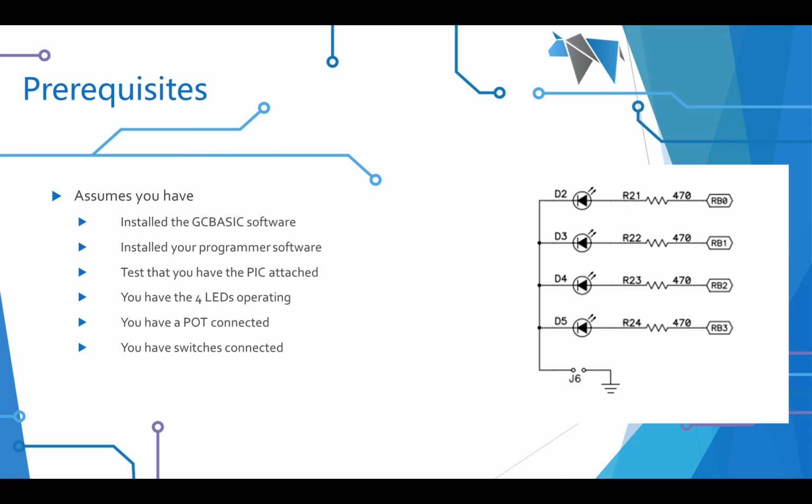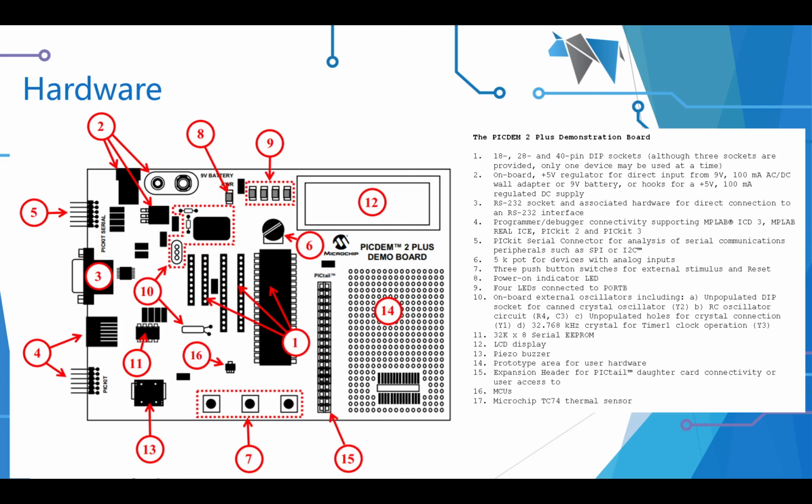I'm assuming that you've installed the GC Basic software and the IDE, your programming software is working, and you've tested that PIC. You have 4 LEDs, a pot, and some switches connected. We'll talk about where they're connected in a moment.